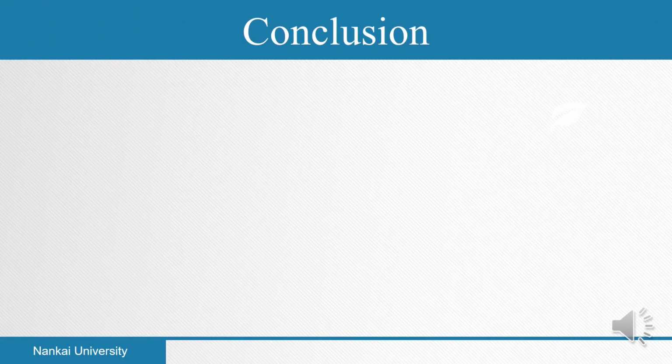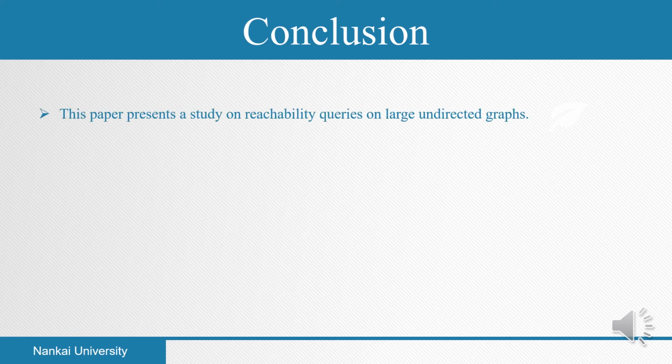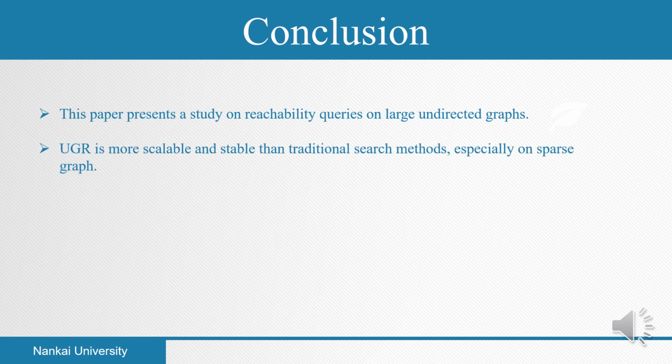At last, we make a conclusion. This paper presents a study on reachability queries on large undirected graphs. UGR is more scalable and stable than traditional search methods, especially on sparse graphs.